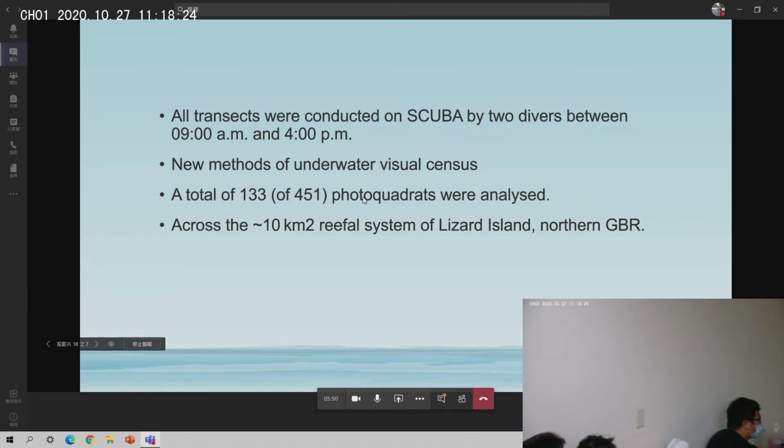All transects were conducted on scuba by 2 divers between 9 a.m. and 4 p.m. Instead of the traditional underwater visual census methods, we use new methods. A total of 133 photo quadrats were analyzed across the 10 square kilometer reef system of Lizard Island in the northern Great Barrier Reef.